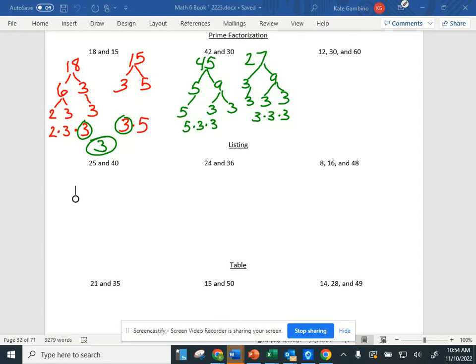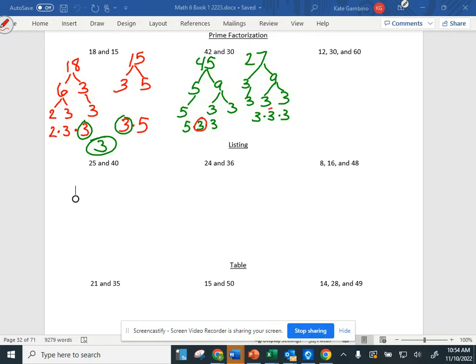So you should have gotten down to your prime factors of 5 times 3 times 3 for 45, 3 times 3 times 3 for 27. Now, well, it's because you weren't here yesterday. You're going to practice it and you'll get better. Now I'm going to show you what we do with this.